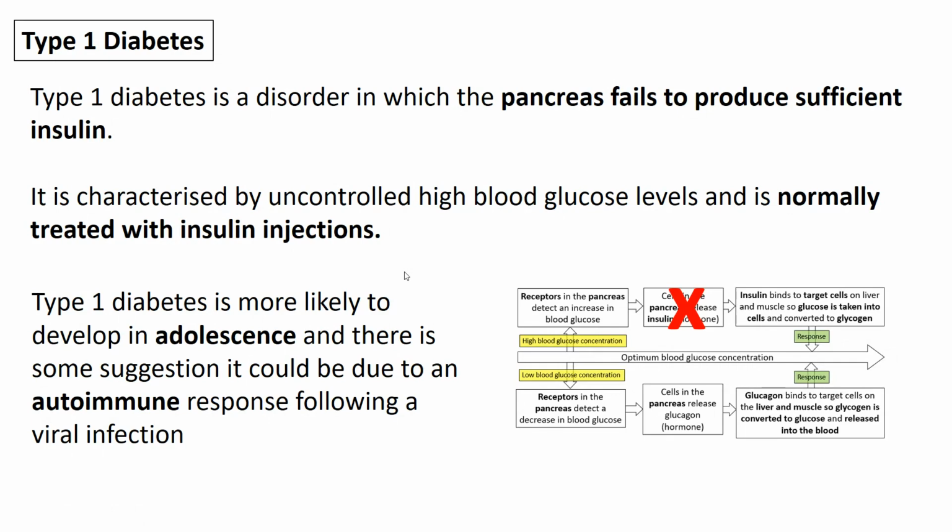Type 1 diabetes is much more likely to develop in adolescence, that means as a teenager. And there is some suggestion it could be due to an autoimmune response. That's basically your immune system cells attacking the pancreatic cells and stopping them from releasing insulin. But it can be managed with insulin injections, a healthy diet and exercise.